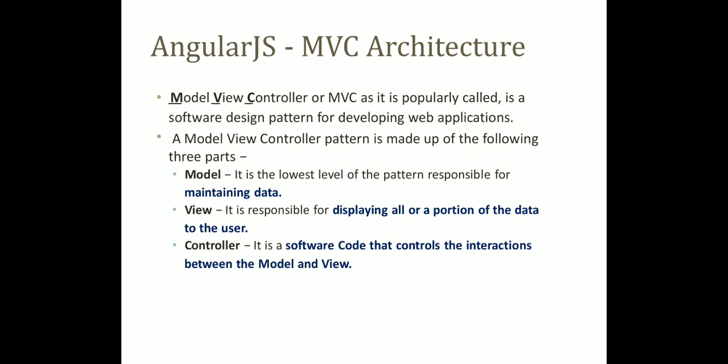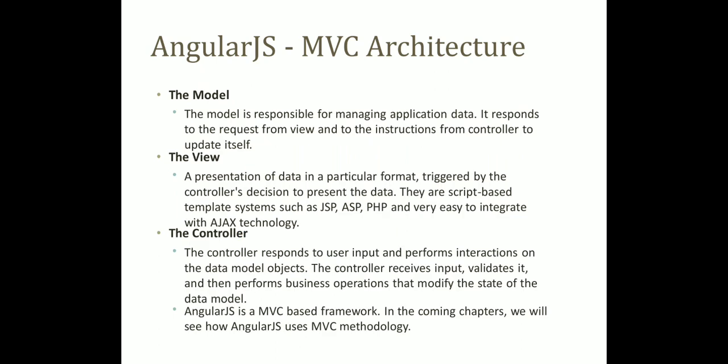And third part is controller. So controller is a software code that controls the interaction between model and view. So whatever interactions are being carried out between the model part and view part, that is for maintaining data and display of data. So control of both these interactions is handled by the controller part.